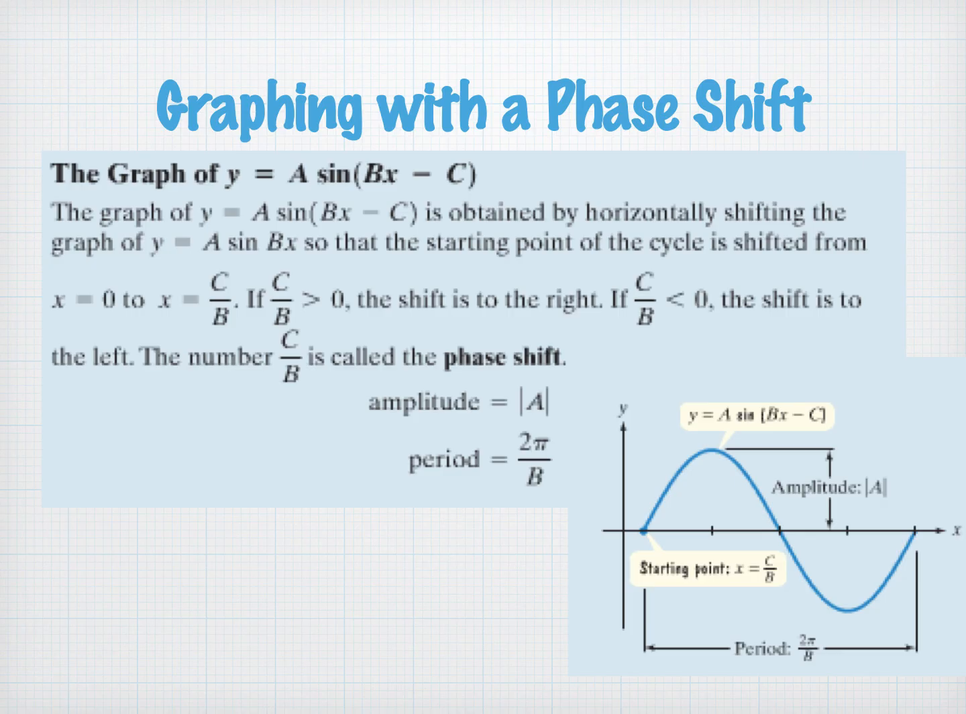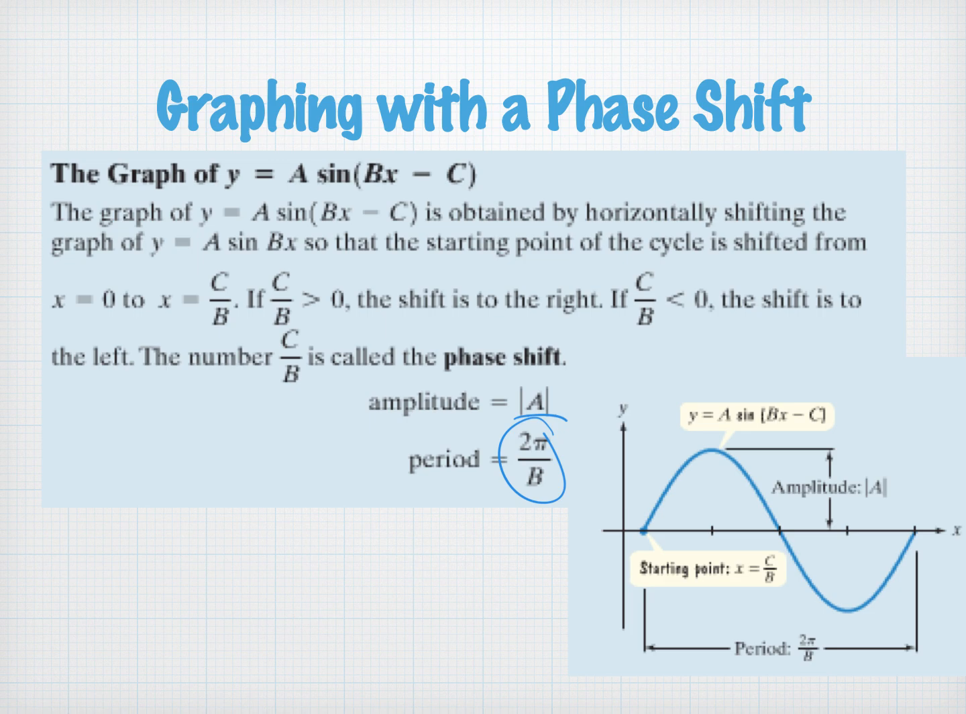Okay. Now, the trickier part is if you have a phase shift, right? A phase shift is another word for a horizontal shift, right? So it just changes where you start. So notice now the amplitude and the period, we find the exact same way, right? It's still absolute value of A, 2 pi over B.